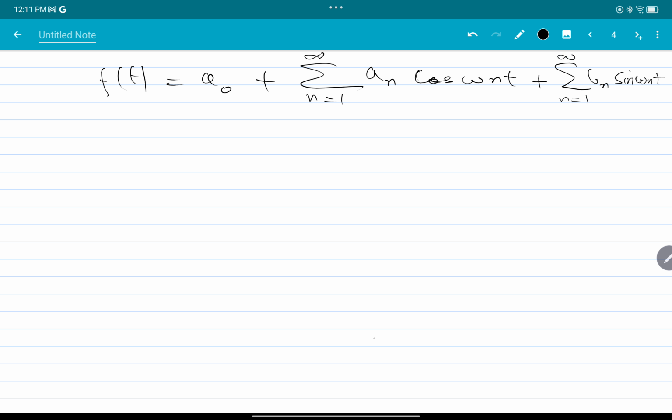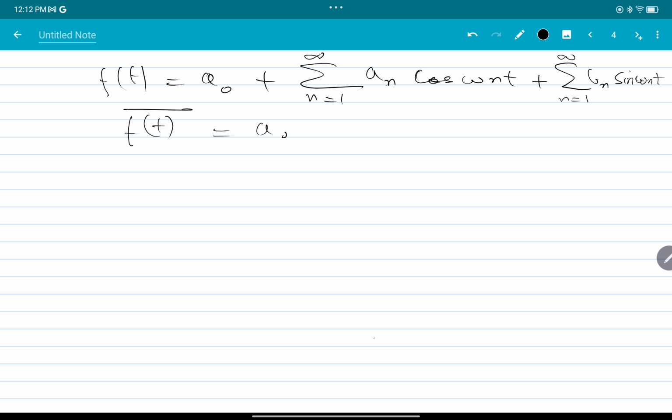Now if we write it in terms of x, you can easily write it now. Those things are now quite easy, I suppose they will be completely easy now for you. Now what I have to do is find a naught, a n, and b n. See how to find a naught. As you will see, I will simply find the average value of f(t), which is denoted by this bar, and you will find that will be a naught.